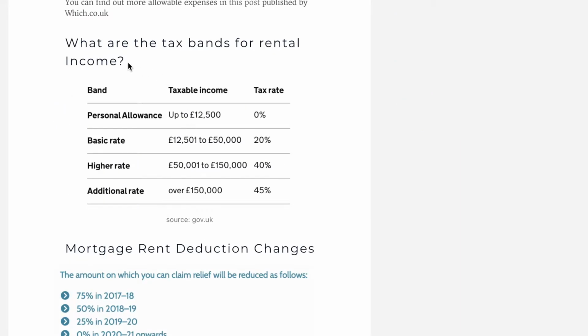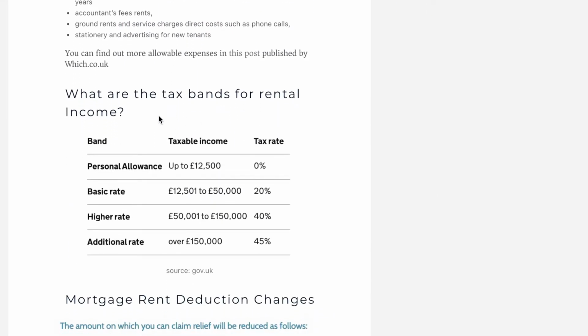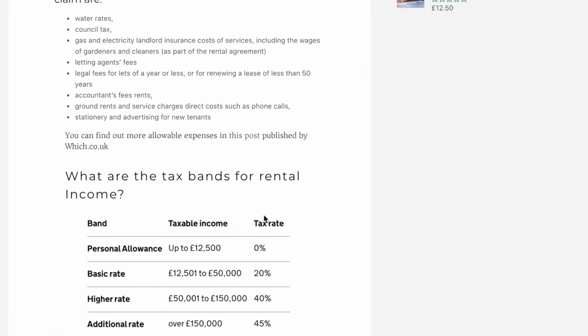The tax bands apply to your annual income, so your annual income has an effect on this. Your personal allowance is £12,500, and if you make that much money, you don't have to pay tax. But for example, if your rental amount is on top of this, then it's going to be taxed at 20%. But if your income is, for example, £50,000, then everything you make above £50,000 will be charged at 40%. So that's how this calculator works.